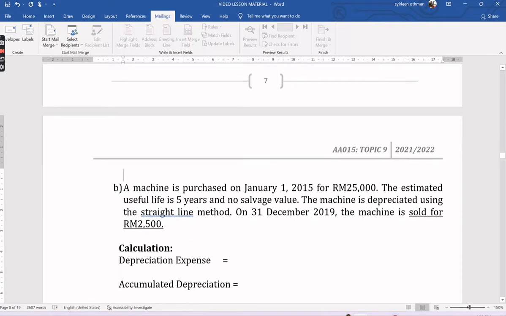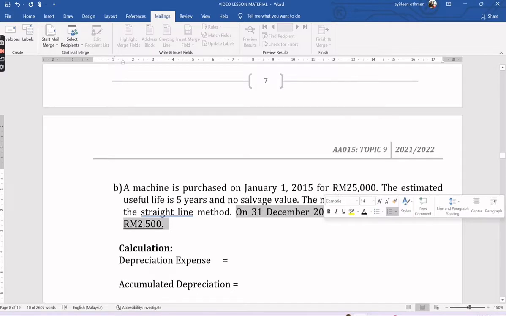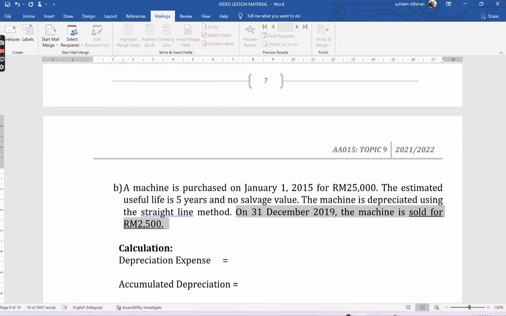Let's say a machine is purchased on January 1st, 2015 and the amount is 25,000. The estimated useful life is 5 years and there is no salvage value as well. The machine is depreciated using the straight line method. But on the 31st of December, earlier in question A, I discard. Discard maksudnya saya buang. But this question B, I tak buang, but we are selling the machine.